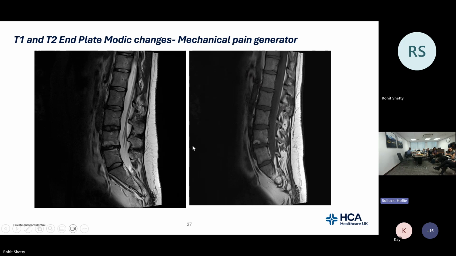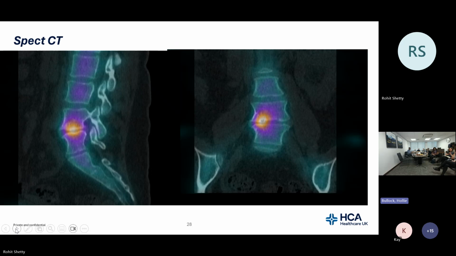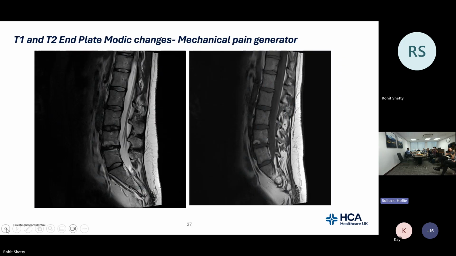You can see those Modic changes. And if you were to do a SPECT CT in this individual, you can see how it brights up. So that brings up understanding that not necessarily every abnormality is the cause. If you look at the previous one, the disc above looks slightly abnormal. So you've got L3-4 and L4-5, which are abnormal.